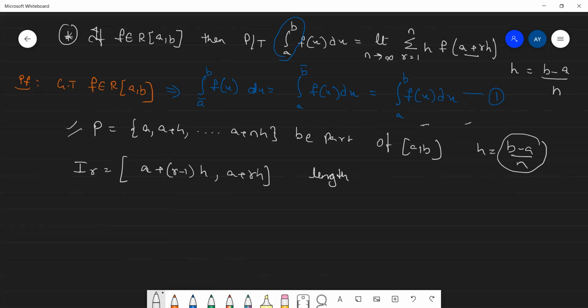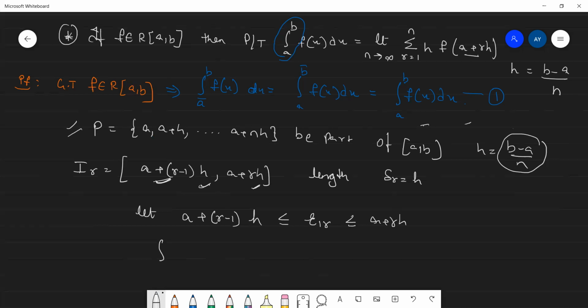The length will be delta r is equal to h. Now we will be defining the epsilon and this relation. So how is that? Let a plus (r minus 1) into h be less than or equal to epsilon 1r, which is less than or equal to a plus rh. So this will lie between a plus (r minus 1) into h and a plus rh.